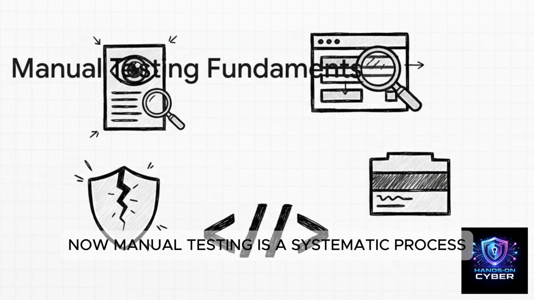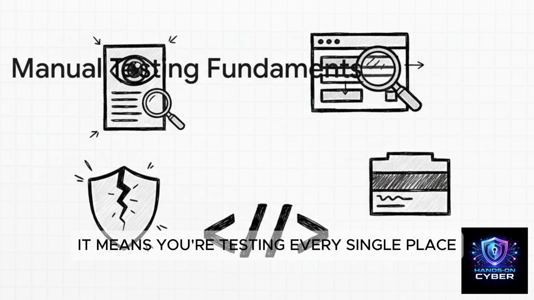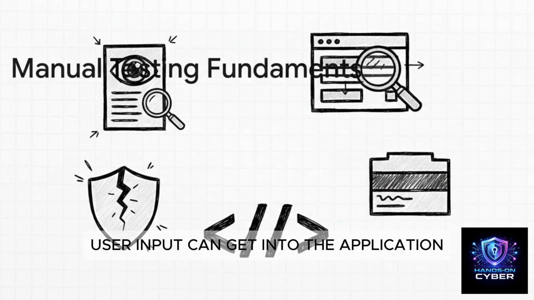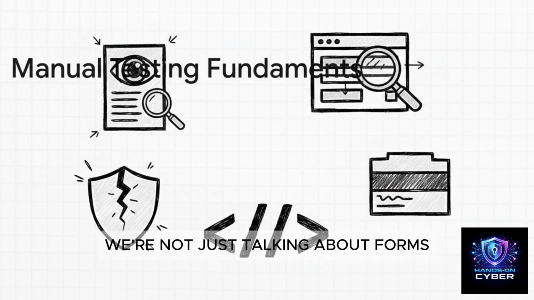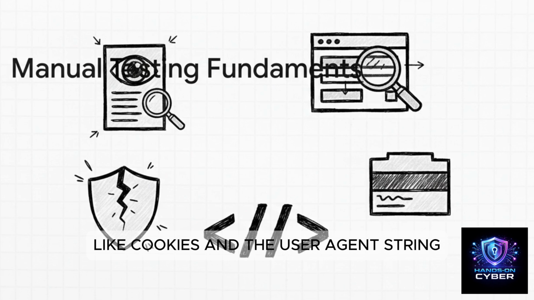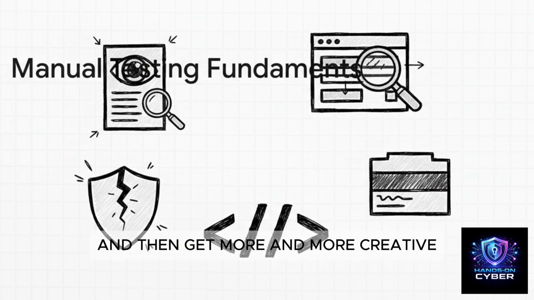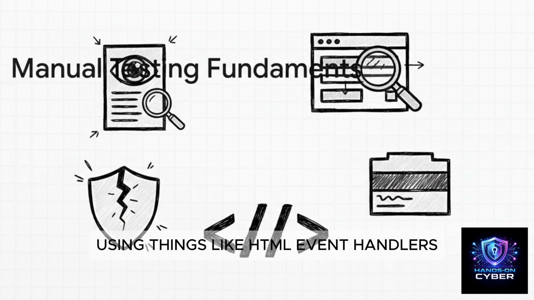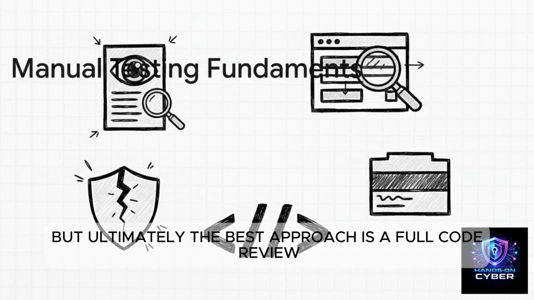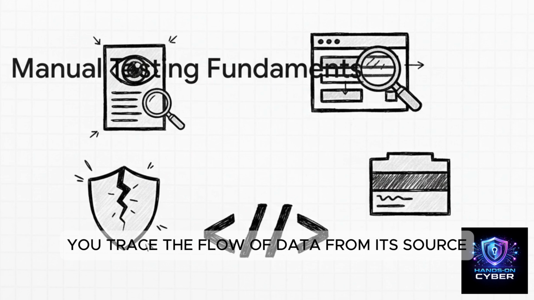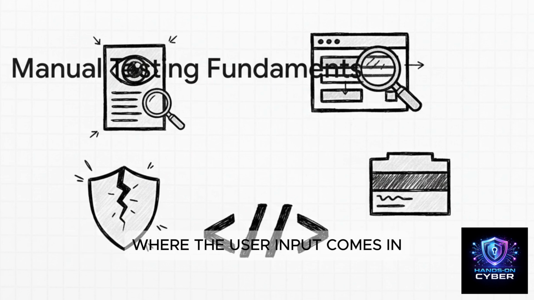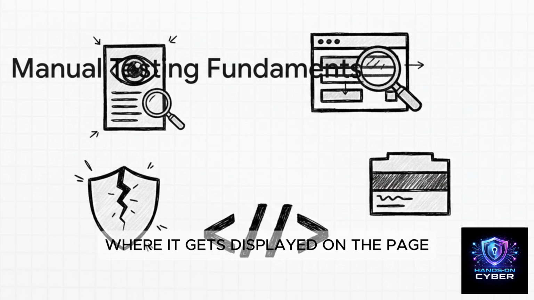Now, manual testing is a systematic process. It means you're testing every single place user input can get into the application. We're not just talking about forms, we're talking about HTTP headers like cookies and the user agent string. Testers usually start with simple payloads and then get more and more creative, using things like HTML event handlers. But ultimately, the best approach is a full code review. You trace the flow of data from its source, where the user input comes in, all the way to its sink, where it gets displayed on the page.